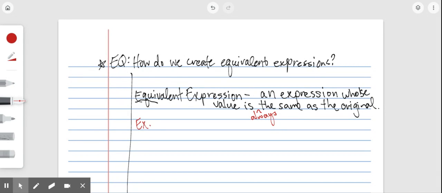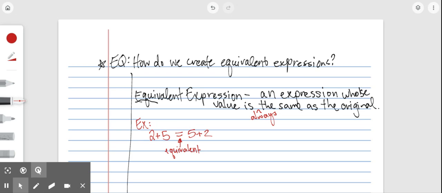I'll start with numerical expressions. So 2 plus 5, which we know equals 7, is equivalent to 5 plus 2. Now notice I used the equal sign to denote that something is equivalent to something else. So you've only used the equal sign so far to give the answer, but an equal sign can also represent that two sides are exactly the same. So I'm going to write equivalent because it means equal to. Because 2 plus 5 is 7, and 5 plus 2 is 7.